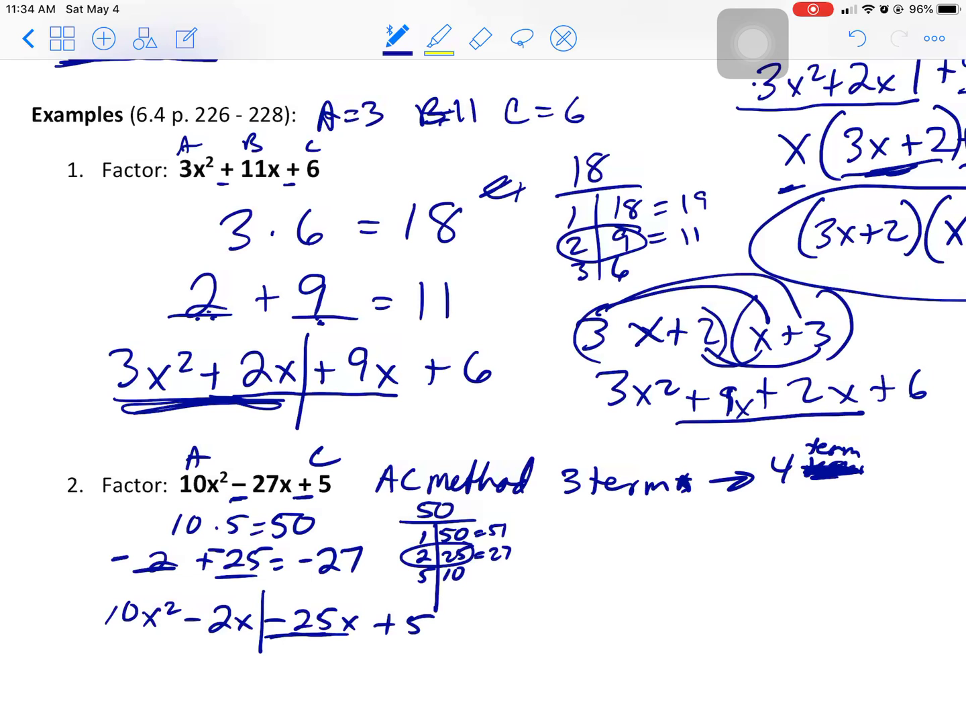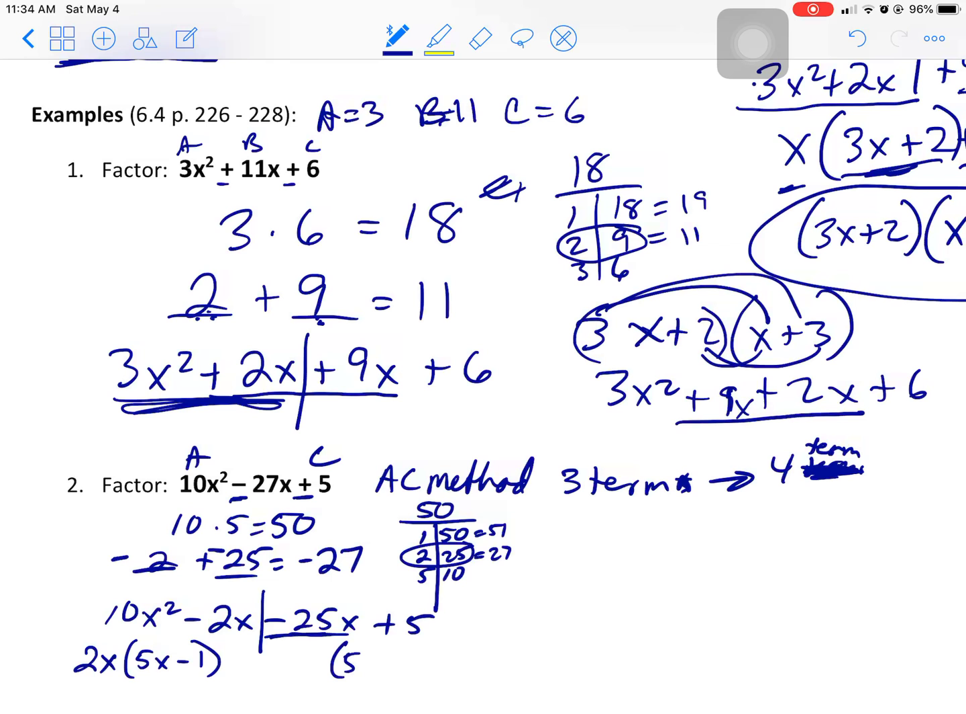All right, back to the first half. What is the greatest common factor? They both have a 2. We're going to take that out. They both have an x. We're going to take that out. So what we're left with is 5x minus 1, right?